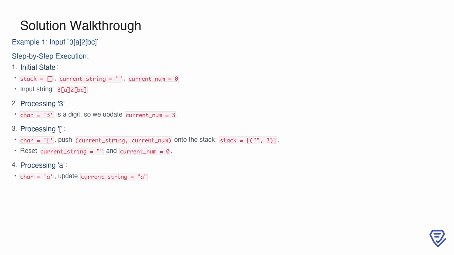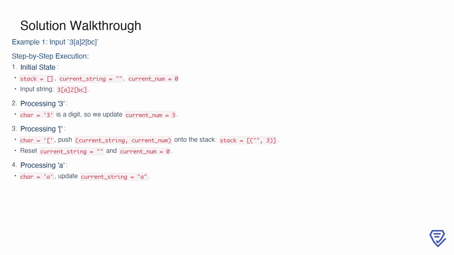To solve this problem, we utilize a stack to help manage nested encodings and construct the result step by step. Starting with the input 3[a]2[bc], we initialize an empty stack, an empty string for the current substring, and set the current number to 0. The first character we encounter is 3, which is a digit, so we update the current number to 3. When we see the opening bracket, it signifies the start of a new encoded segment. At this point, we push the current string and number onto the stack, which allows us to preserve the state of the previous context. The stack now contains an empty string and the number 3. After this, we reset both the current string and number for processing the substring inside the brackets.